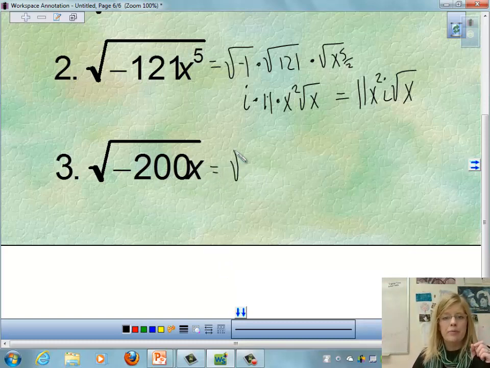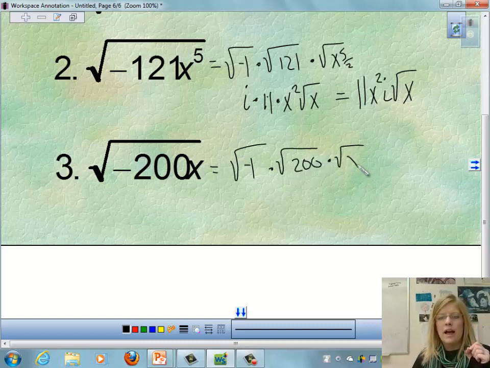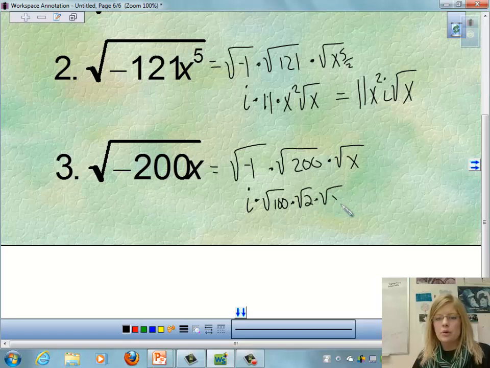Our next problem is a radical -200x. Again, break it up. Take out that -1. Take out the radical 200 and the radical x. Now try to simplify it. This time, a radical -1 is still I, but 200 is not a perfect squared, right? But there is a perfect square as a factor in it. What's the largest perfect squared in 200? That is a radical 100 times a radical 2 times a radical x.